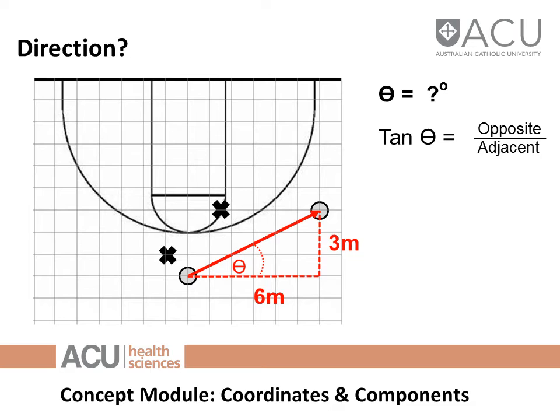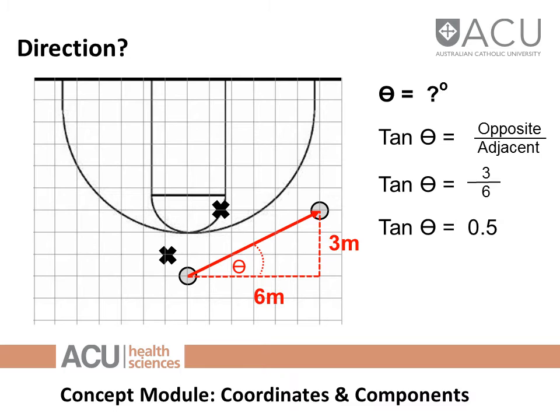of that triangle. And in this case, if we're trying to solve for that particular angle you can see on the screen, the opposite side of that angle is 3 meters, and the adjacent side, the side next to that angle, is 6 meters. So if we input that in, tan of the angle equals 3 divided by 6, tan of the angle equals therefore 0.5.